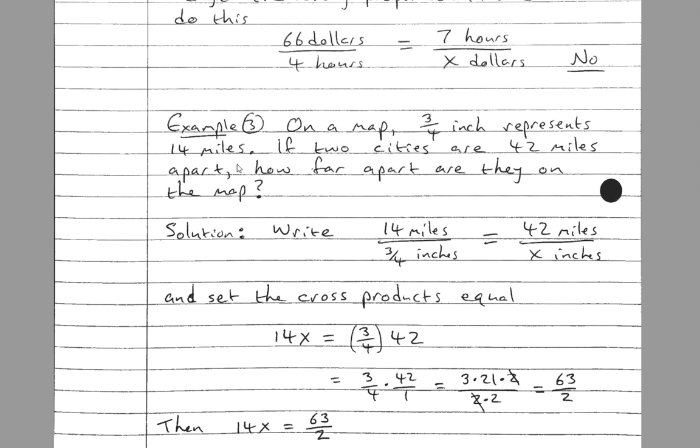So this map has a scale. Every map has a scale. Distance on the map represents a certain distance in real life. So here the scale is 3/4 of an inch representing 14 miles. If two cities are 42 miles apart in the real world, how far apart are they on this map?